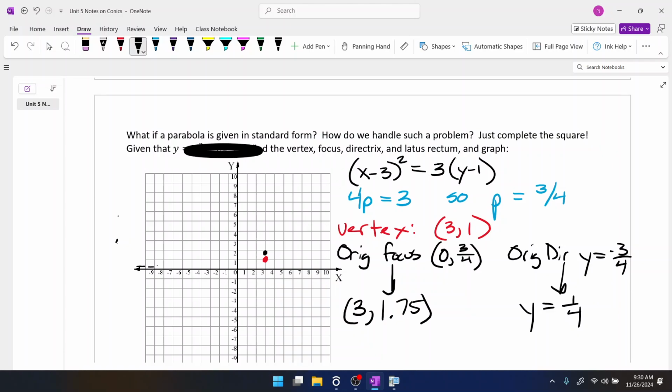So if you notice, again, the directrix is right about here. Well, close enough. And the directrix is 0.75 units away from your vertex. It's also 0.75 units away from your focus. And how about the latus rectum? What is the length of your latus rectum going to be? It's going to be 3. Very good.